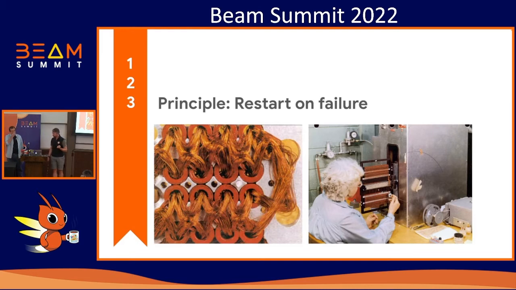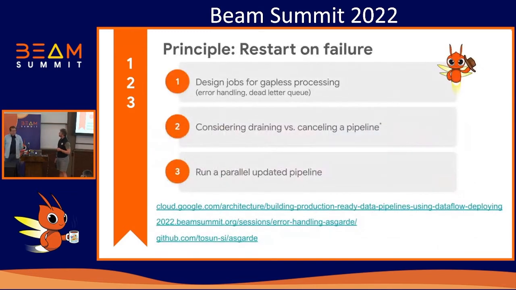So, restarting on failure. Hopefully this is easy to apply to your pipelines. Is that true? Well, the runner, for sure, when there is a worker or a bundle of data that is failing for whatever reason, will restart things. This is the default behavior of many runners. But sometimes you may need to do more. You may already have a job running and want to update the code. So your job needs to be designed in a way that it doesn't matter if it's killed and relaunched and it's going to process the input twice. You should design your pipeline in a way that supports gapless processing, so that it is safe to run the same job again, and this is even more crucial in streaming.